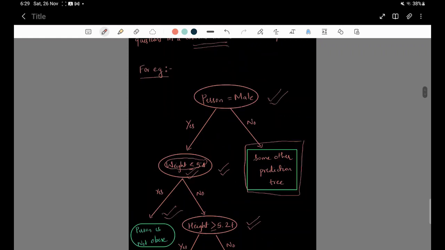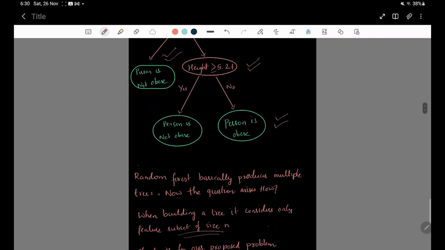Now, using mathematics, we try answering the question of which question to ask first. For example, you can see that here I asked whether the person is male or not first, and then I asked the rest of the questions. If I had asked whether the weight is less than 54 first and then asked whether the person is male or not, it would have induced a new tree, and thus I would get some new predictions. The predictions from this new tree would not be the same as the predictions I am getting from this available tree.